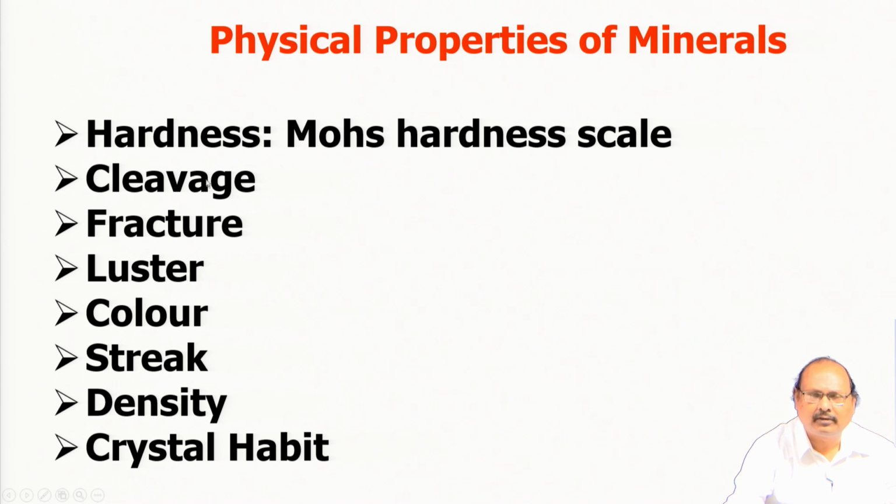One is the hardness of the mineral, whether the mineral contains cleavage or whether there are fractures, what the luster of the mineral is, and also what the color is, what the color of the mineral is in powder state, what its density is, and also the crystal habit. Each mineral has different properties under these subheadings.